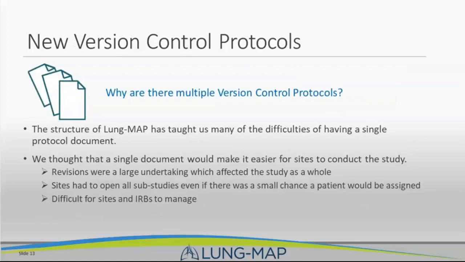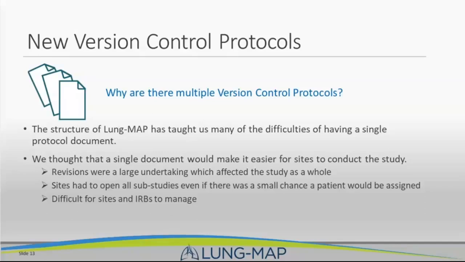So to help keep track of the various protocol versions, especially now that there will be the S1400, S1800, and 1900 series, we'll have additional version control protocols. Many of you will remember when we had the screening and sub-studies as one single document, and know that the structure of LungMap and the master protocol has taught us the difficulties of maintaining a single document. We thought that including everything in one document would be easier to conduct the study. However, with that setup, revisions were a large undertaking. If there was a revision made to one sub-study, we had to update all of the sub-studies. Sites had to open sub-studies even if there was only a small chance that a patient would be assigned. And overall, it was just challenging for all of us to manage.